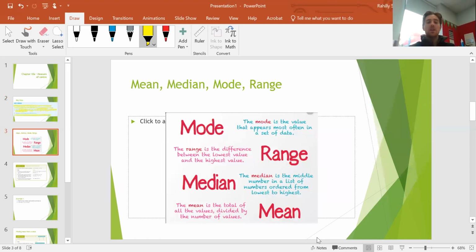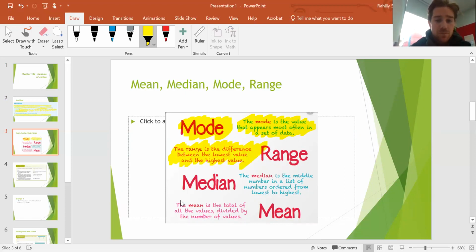Moving on to the mean, median, mode, and range. We would have heard these a lot, but here's a quick refresher on what they are. The mode is the value that appears most often in a set of data, so the most common value. There can be more than one if you've got more than one number that repeats itself, or there can be no mode if no numbers repeat. The range is the difference between the lowest value and the highest value. All you need to do is subtract the lowest from the highest, and that gives you your range.